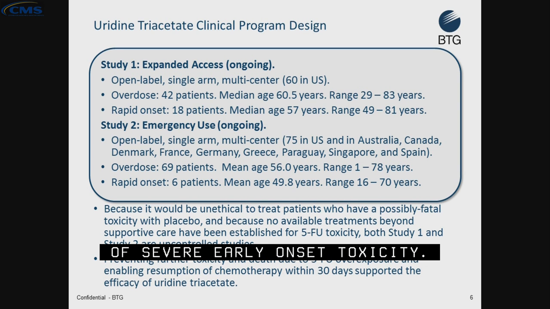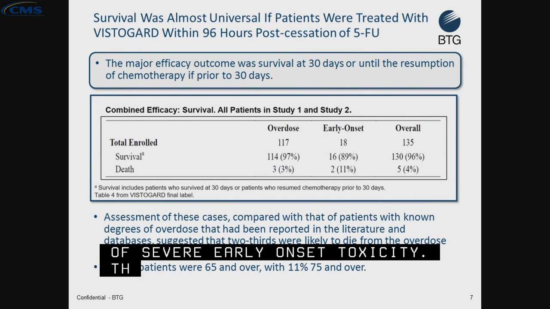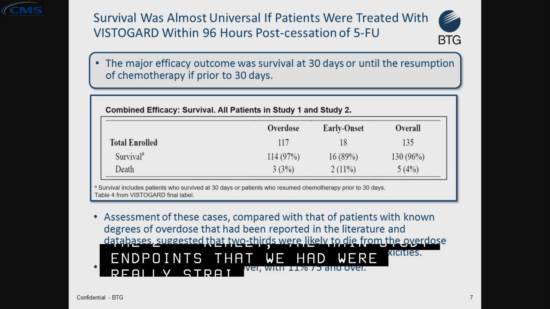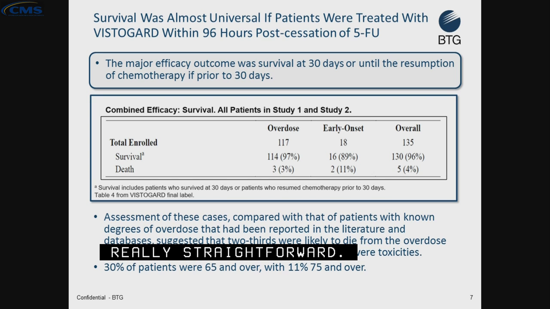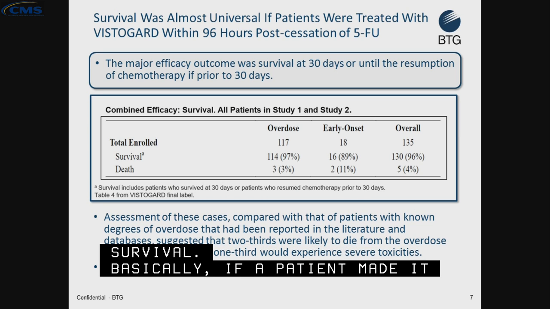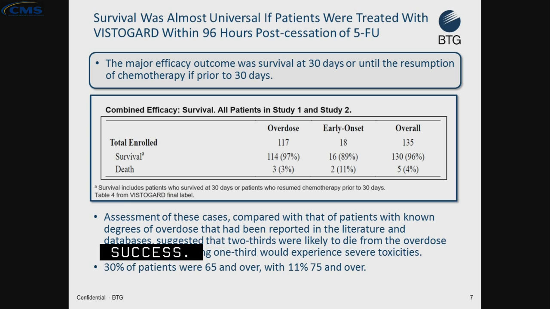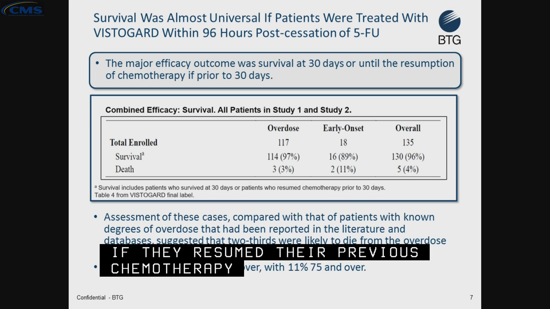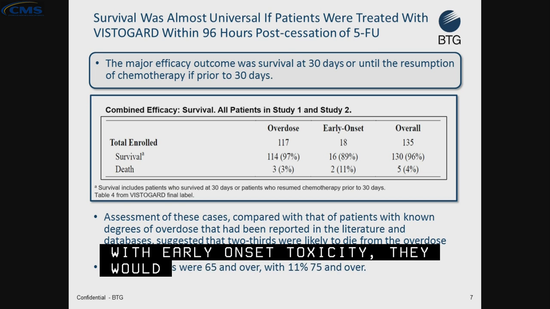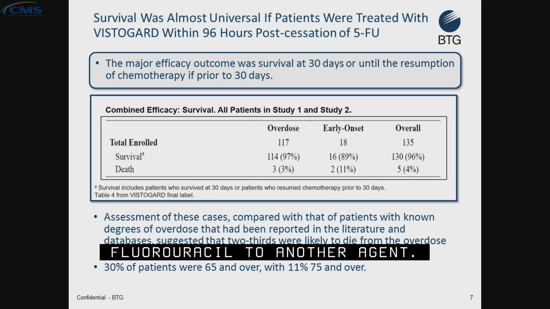The main study endpoints that we had were pretty straightforward. The major efficacy outcome was survival. Basically, if a patient made it to 30 days after administration of VISTOGARD, that was considered to be a treatment success. If they resumed their previous chemotherapy regimen, and obviously in a lot of patients with early onset toxicity, they would switch from 5-fluorouracil to another agent. But if they resumed their chemotherapy before that 30-day window ended, then we considered that to be a treatment success as well.